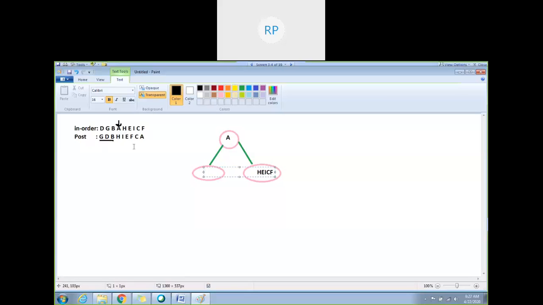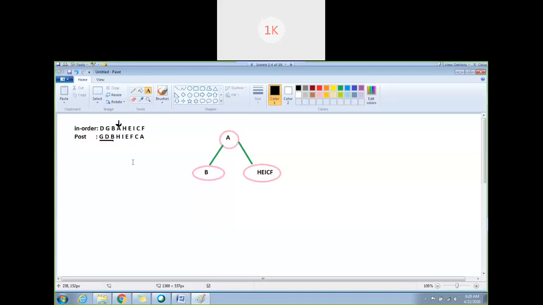So among these nodes, which can be the root node? You only told, B. Correct. So what are the elements left now? G and D. Now I'm checking these elements G, D, B here. So I found B is my root node among these three elements.